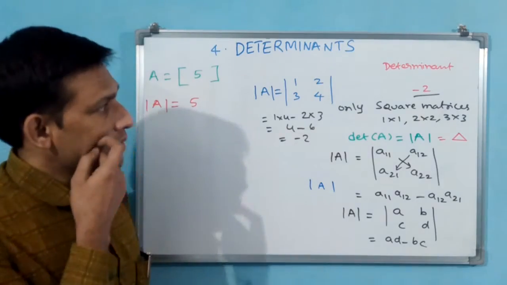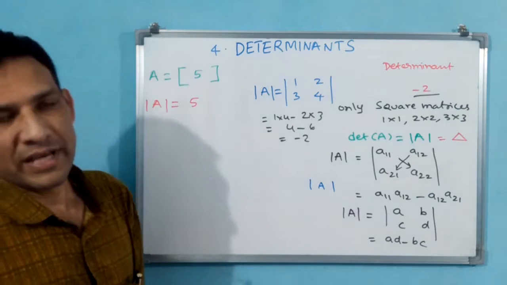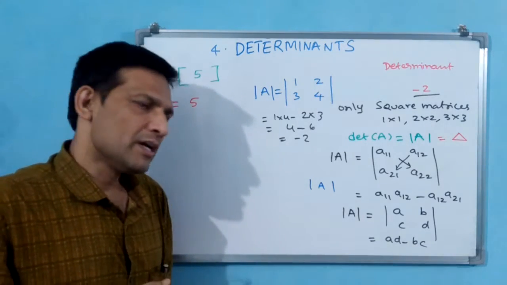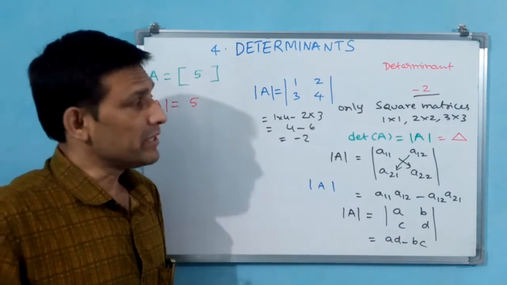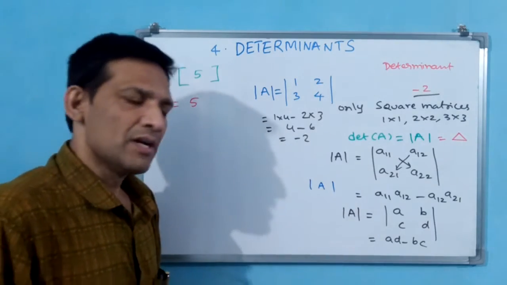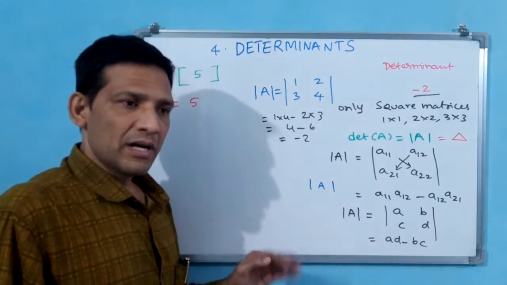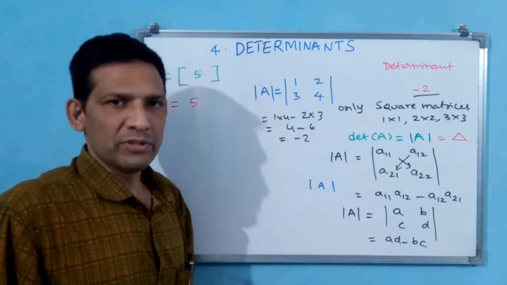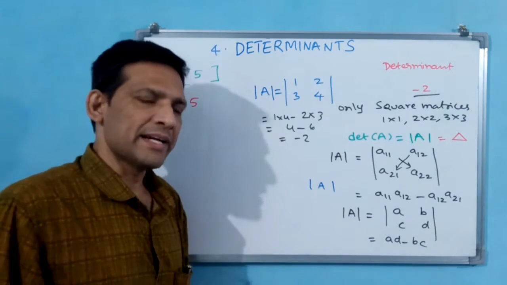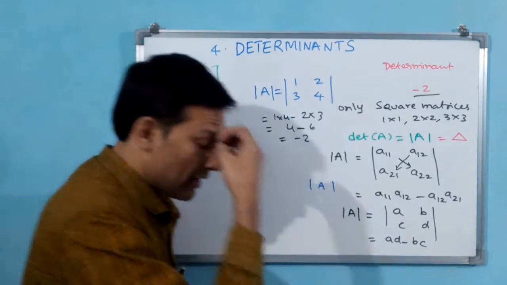Before going to the 3 by 3 determinant, one small concept is there: multiplication with a scalar. Let us do that concept and we will enter the 3 by 3 matrix determinant, and we will do 1 or 2 examples. Then we will close this class. Next class directly we will go for exercise 4.1. Let us see, one small concept is there.